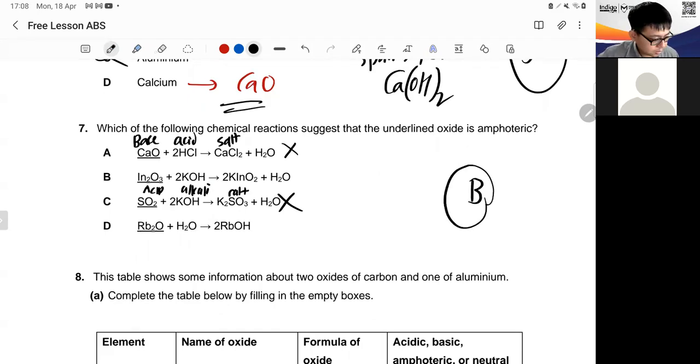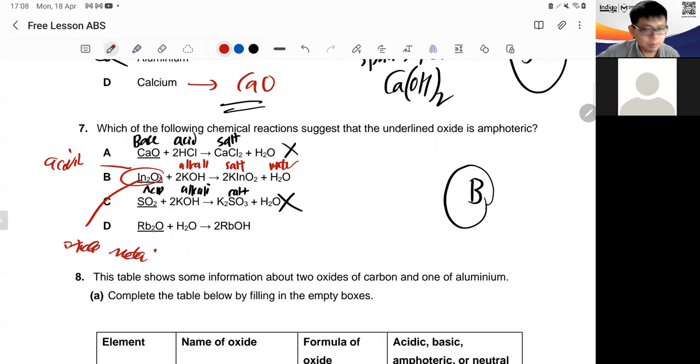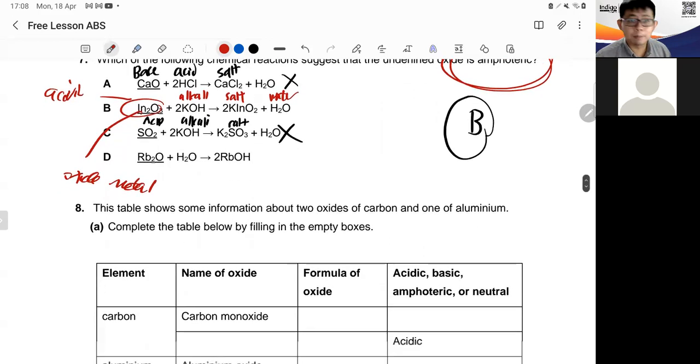Why? Because this here is the alkali. This is salt and water, which implies neutralization, which means this oxide should be acidic. Non-metal oxides are acidic, but indium, In, is a metal, which means this oxide is a metallic oxide. Yet the metallic oxide is acting like an acid. Most metallic oxides are bases. This is acting not like what it's supposed to. So it suggests it could have amphoteric properties, because it's doing the opposite of what metal oxides normally do. I hope that part makes sense to you.